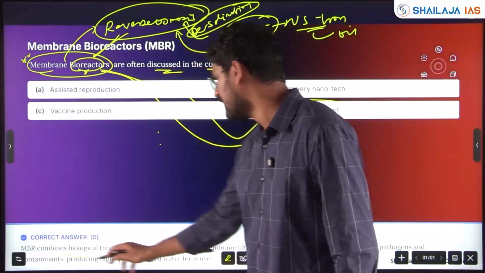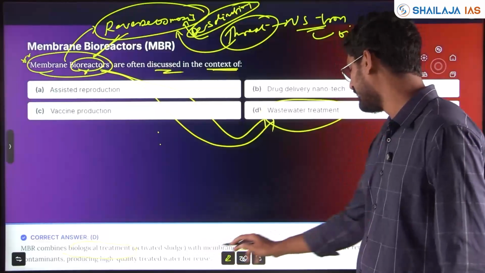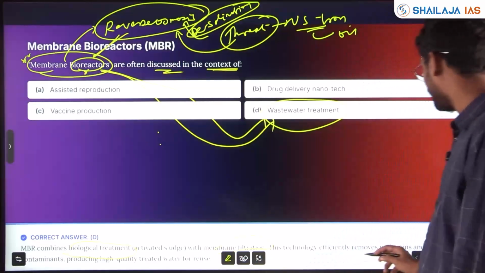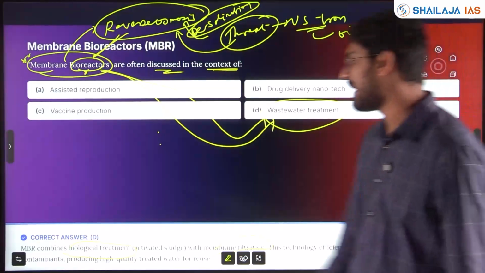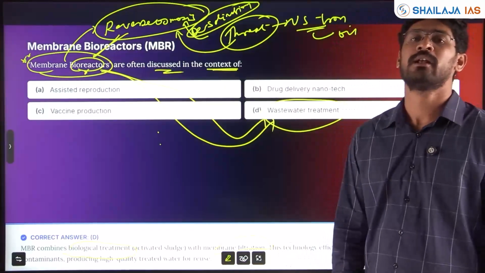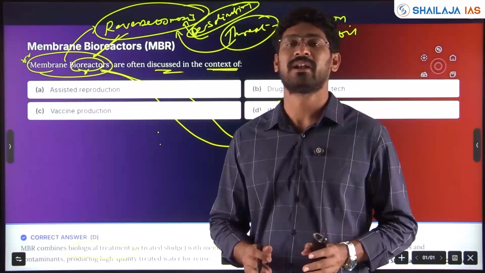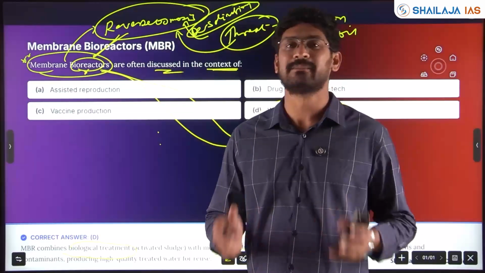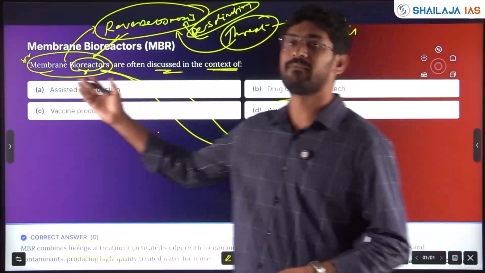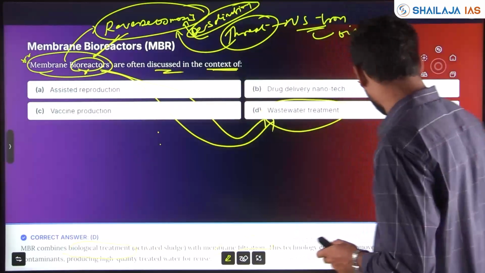It combines biological treatment like activated sludge with membrane filters. This technology efficiently removes pathogens and contaminants, producing high quality treated water for reuse. If bacteria, viruses, microbes are there in water, it can pollute water and make it smelly. That can be rectified through membrane bioreactors for wastewater treatment.